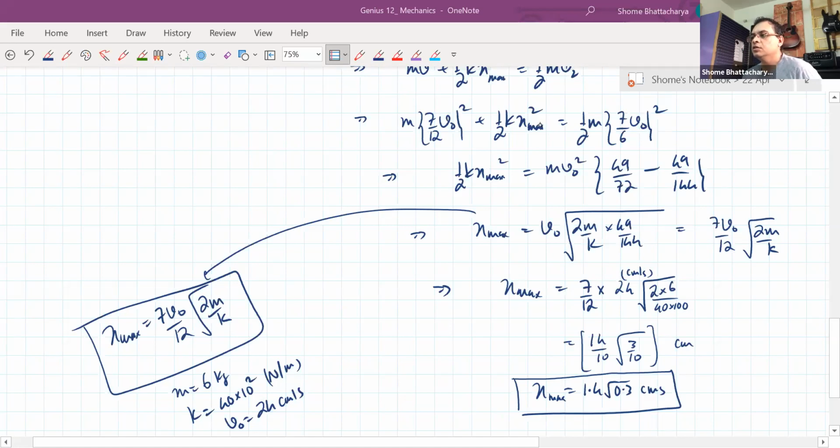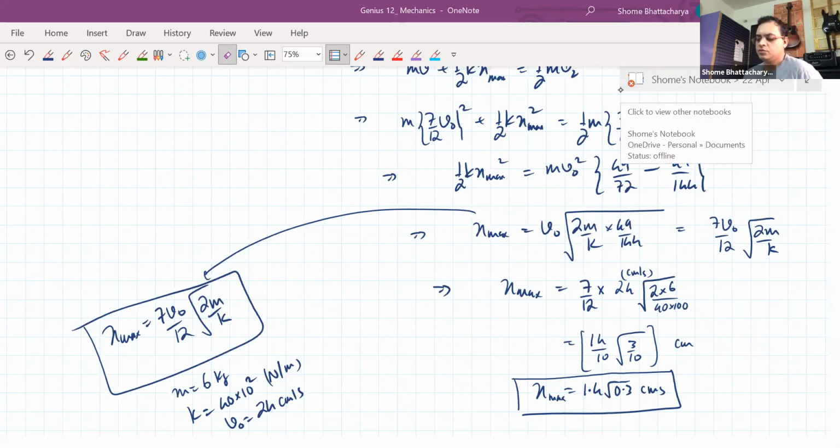Yeah, Samik, you got the same thing. This is only 7 square root of, if I take the 5 inside, so you get 7 by 5 root 6. I'm not sure, something going wrong. Just check your calculation once, because these things are all about calculation at the end of the day. I'm sure all of you will get the concepts correct. And whatever is the maximum compression, that will be the maximum extension also.